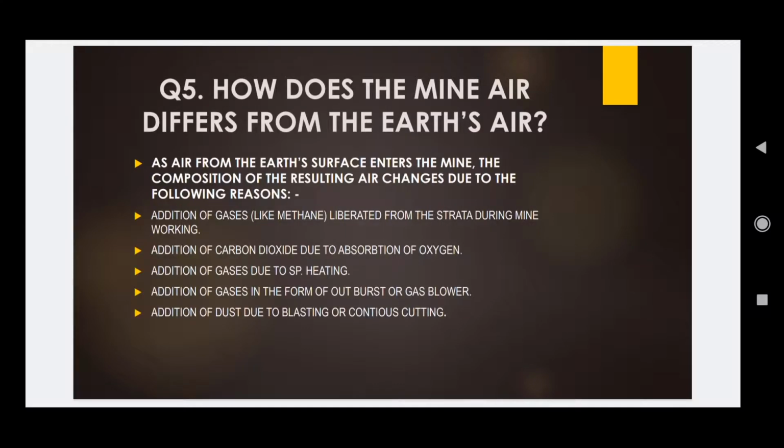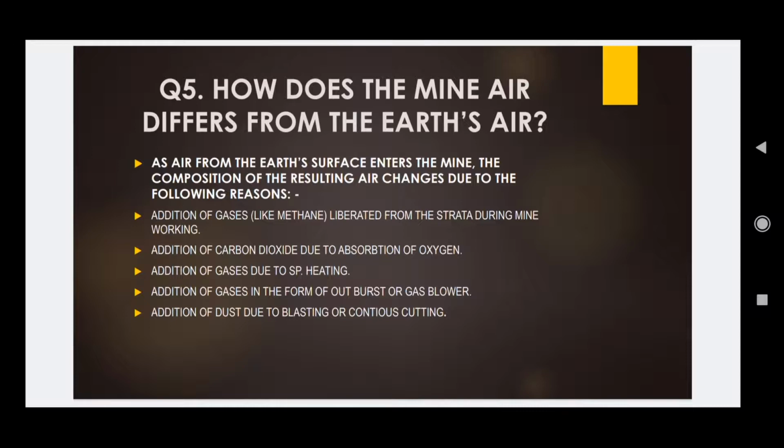After defining mine air, if manager sir or director sir asks you whether there is any difference between the air present at the earth's surface and the air inside the mine, and if there is a difference, what are the reasons behind such a considerable or slight difference, your answer should be: yes sir, there is a difference. The reasons are discussed here.